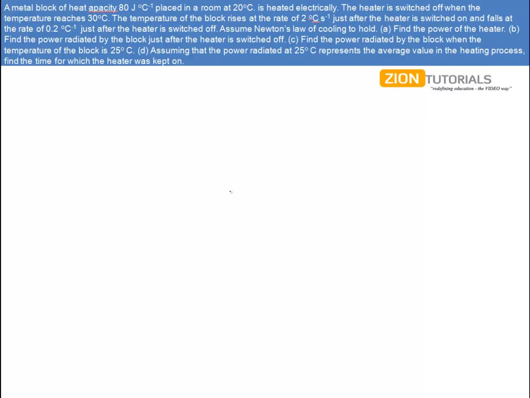A metal block of heat capacity 80 joule per degree Celsius placed in a room at 20 degrees is heated electrically. The heater is switched off when the temperature reaches 30. The temperature of the block rises at the rate of 2 degrees per second just after the heater is switched on. So d theta by dt initially, when it was just switched on, was 2 degrees Celsius per second, and d theta by dt when it was just switched off was 0.2 degrees Celsius per second. And assuming Newton's law of cooling, find the power of the heater.